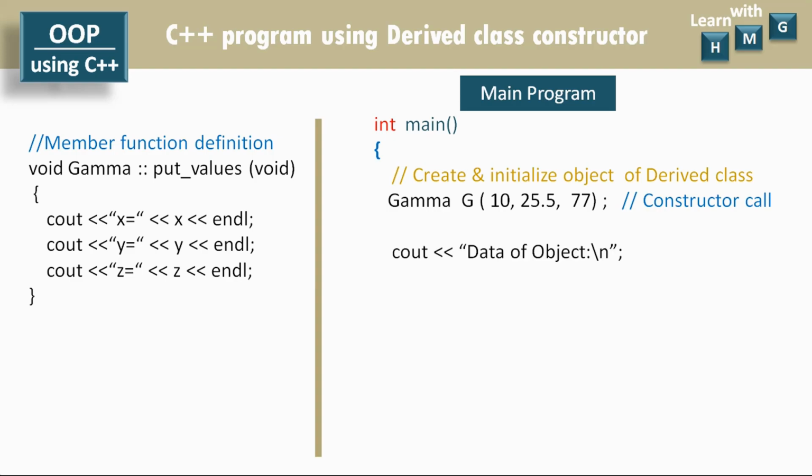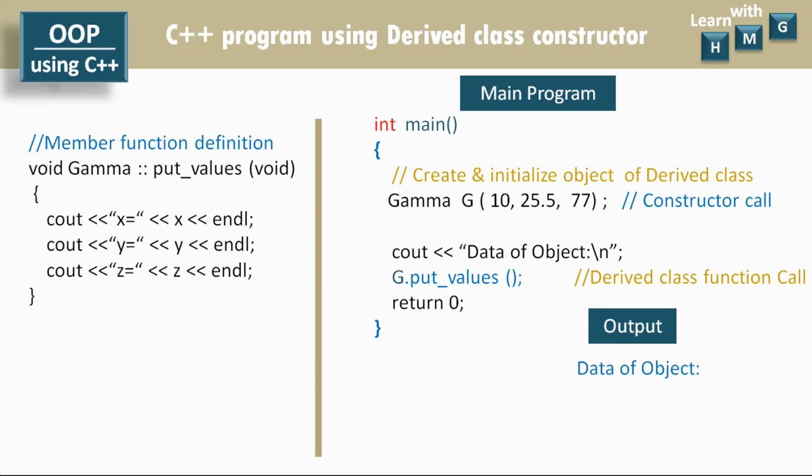Let us display the values of this object by calling the member function putvalues. So g.putvalues, a simple member function call using the object and the dot operator. It will display all values of x, y and z. Let us end the main function. Now let us see what the output will be. The output will be like this: data of the object will be x is equal to 10, y is equal to 25.5 and z we will get as 77.